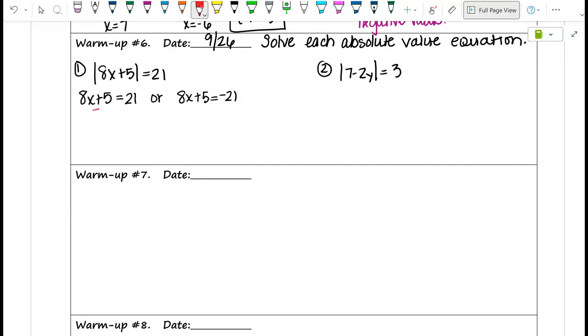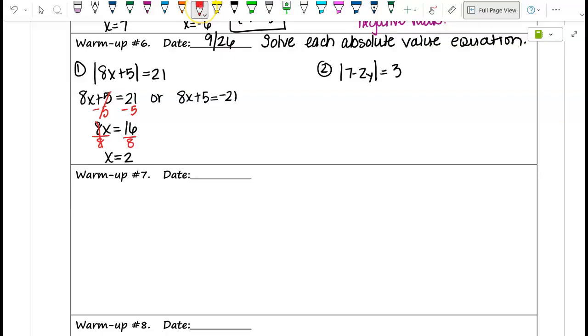So on the first one, I subtract 5 from both sides. I get 8x equals 16. Divide both sides by 8. And I get x equals 2. Make sure we're being cautious with our positives and negatives, because that's also causing some issues.